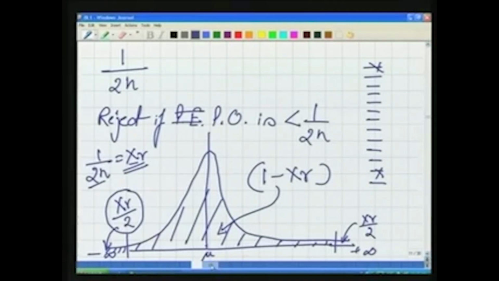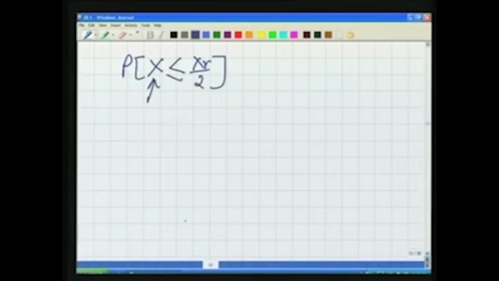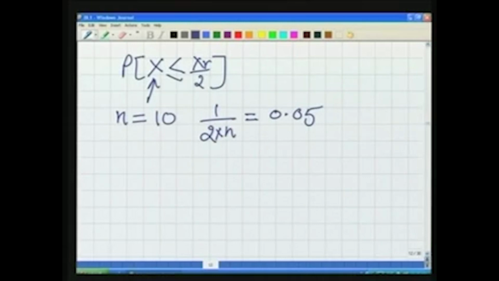Well, what will we do? We will try to do it by an example. Let us say n in our case is 10. So, 1 by 2 into n, 1 by 2n, corresponds to 0.05. Now, what are we looking for? Again, I will go back to our curve.